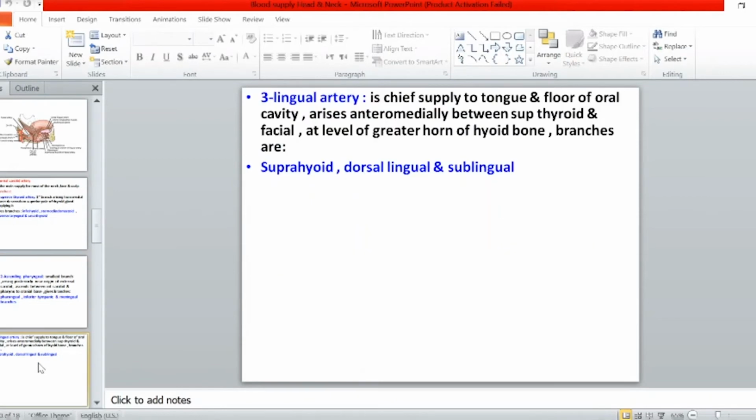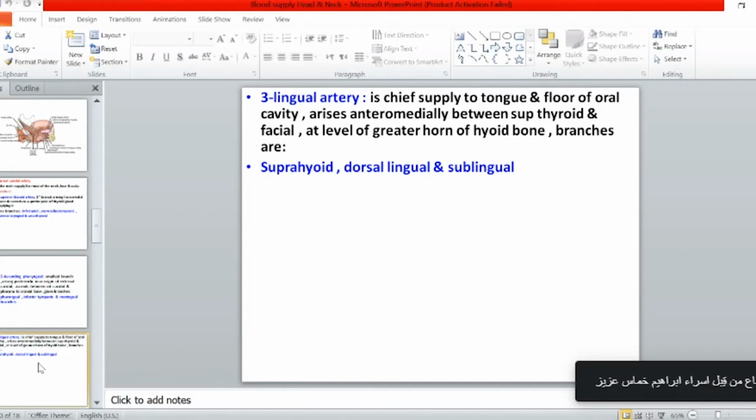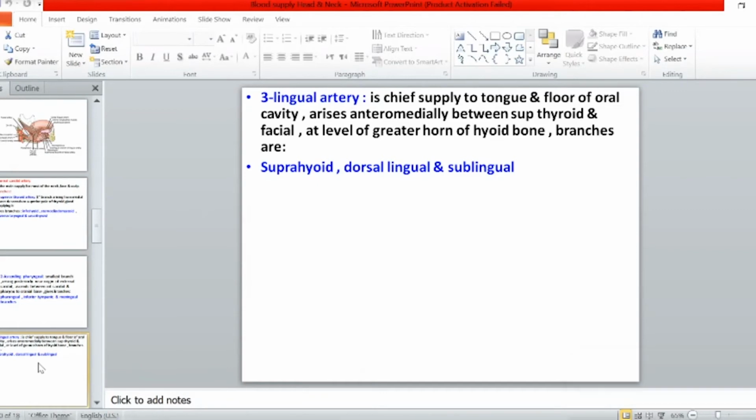Third, you have the lingual artery, the chief supply to the tongue and floor of the oral cavity. It arises anteromedially between the superior thyroid and facial, at the level of the greater horn of the hyoid bone. It supplies the suprahyoid branch to the hyoid bone, dorsal lingual branches, and the sublingual branch for the sublingual salivary gland, and then it continues as the deep lingual artery for the supply of the tongue.